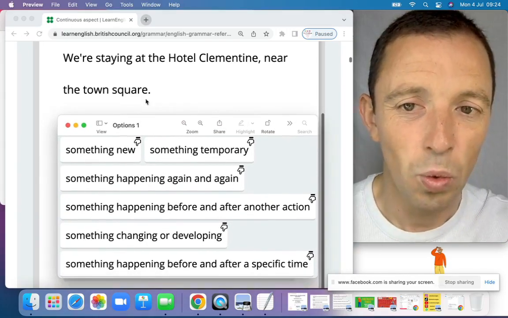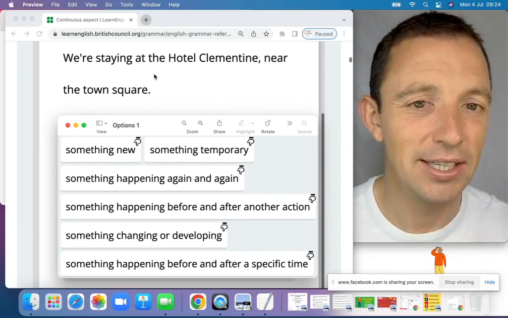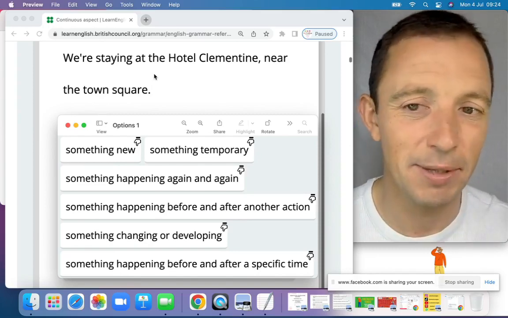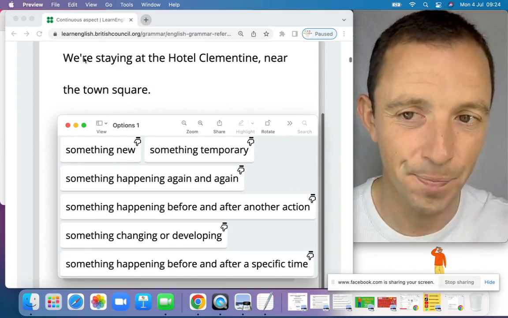Next, we are staying at the Clementine Hotel, the Hotel Clementine near the town square.